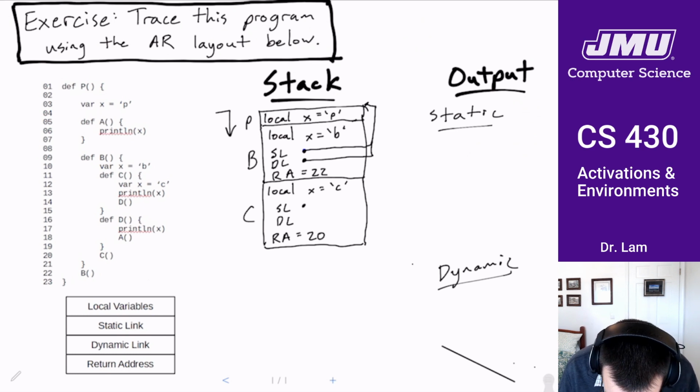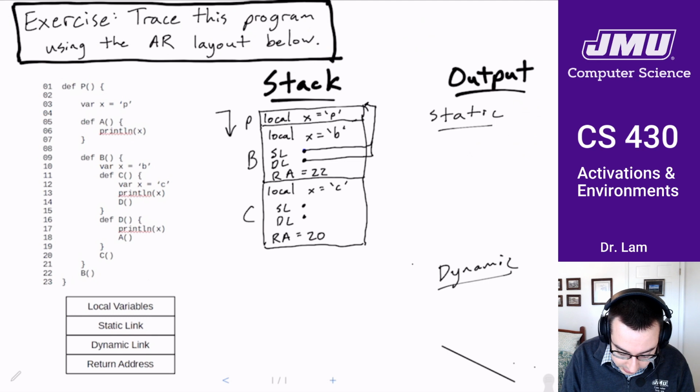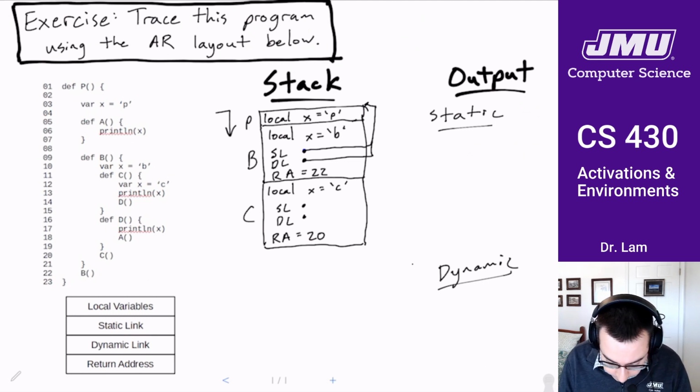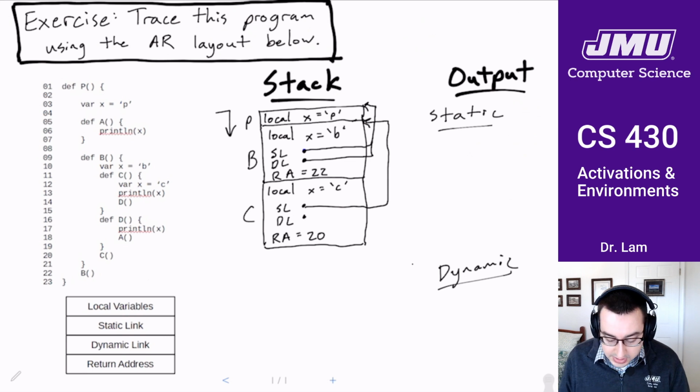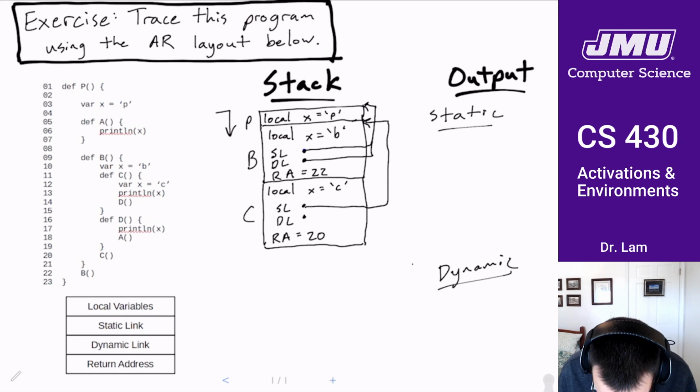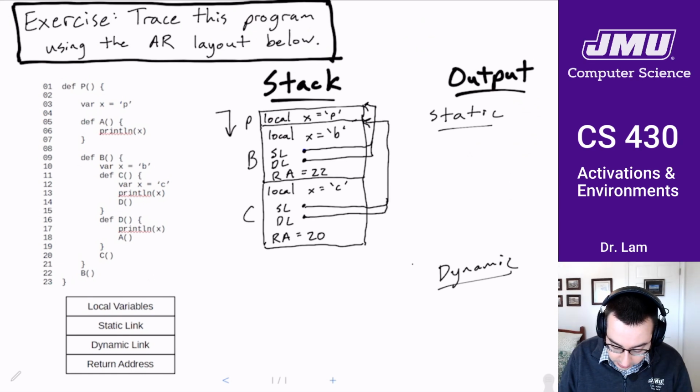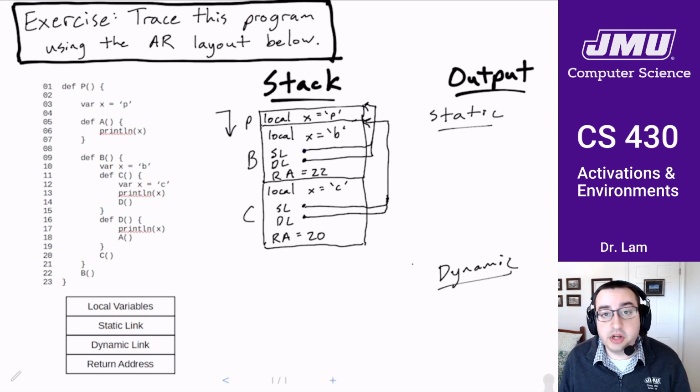So now we need to figure out the static link and the dynamic link. For the static link, we look at where C is contained. C is contained inside of B, so the static link for C needs to point to B. The dynamic link is also going to point to B because B is what called C. So in this case, the dynamic link is pointing to the same activation record as the static link.